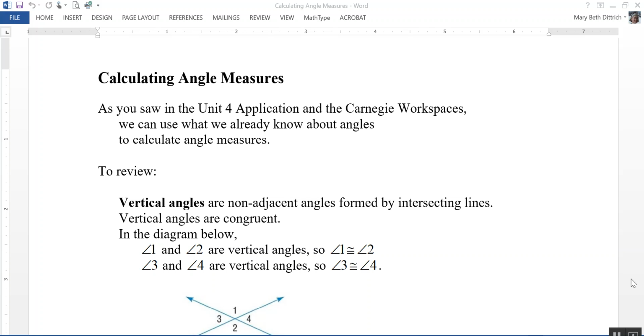This video is on calculating angle measures. As you saw in the Unit 4 application and in the Carnegie workspaces, we can use what we already know about angles to calculate angle measures. Let's review some of those definitions and theorems.